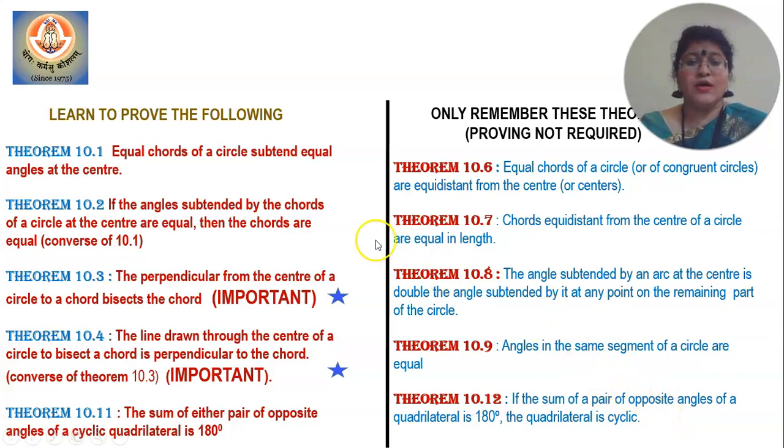So these on the left side are the ones which you should know how to prove, and for the ones on the right side, if you just remember the statement, that is more than enough. Proving is not required. Well, if you know how to prove them, well and good, but it is not required.